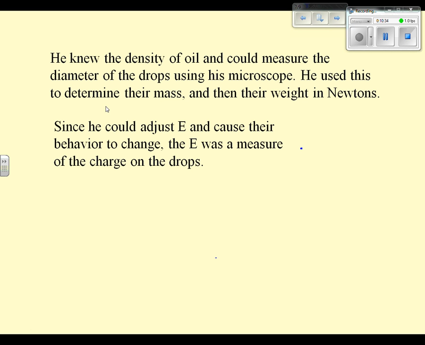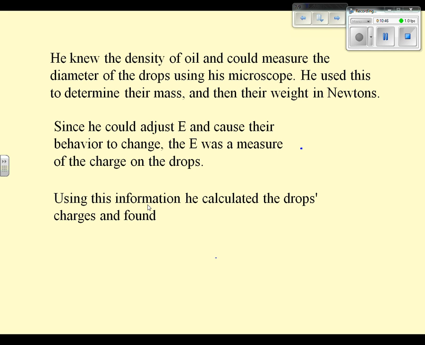Okay, so he knew the density of oil, and could measure the diameter of the drops using his microscope. He used this to determine their mass and then their weight in newtons. He could adjust the electric field force, causing their behavior to change. E was a measure of the charge in the drops. The greater the E, the greater the charge. Using this information, he calculated the drops' charges and found they were never less than a certain value. What is that certain value?